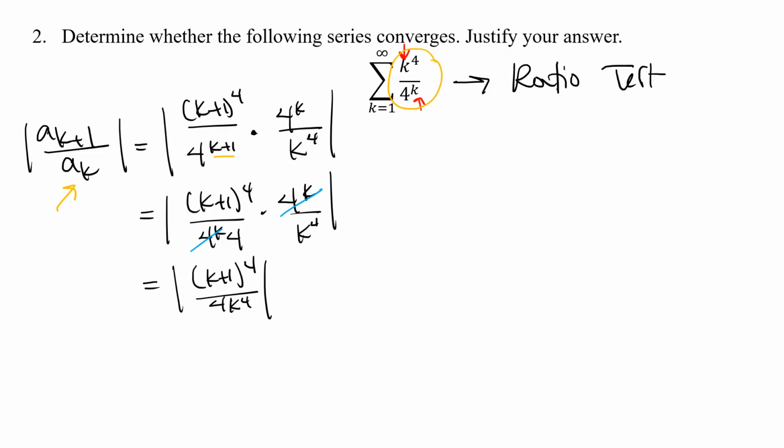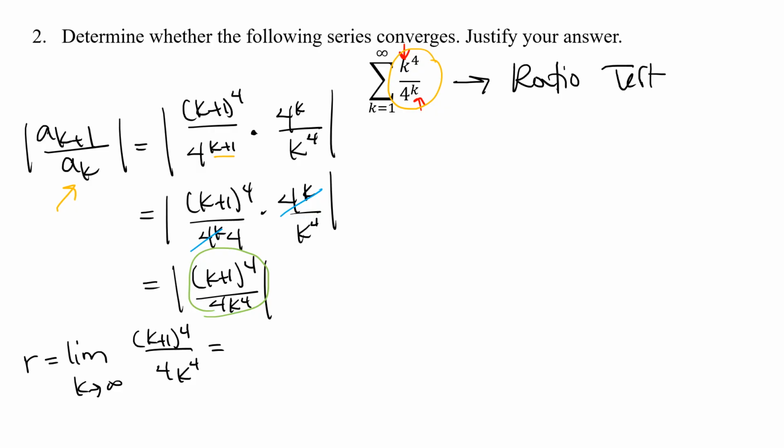All right, so now the ratio test says, let's find the limit of that. So we have the limit as k goes to infinity, and we now want to do the limit of our entire thing that we have inside here. So the limit of (k plus 1) to the 4 over 4 times k to the 4. All right, so let's see if we can decide what this limit would be.